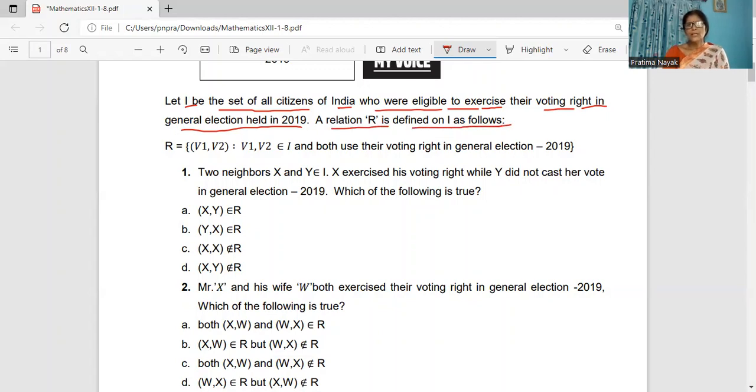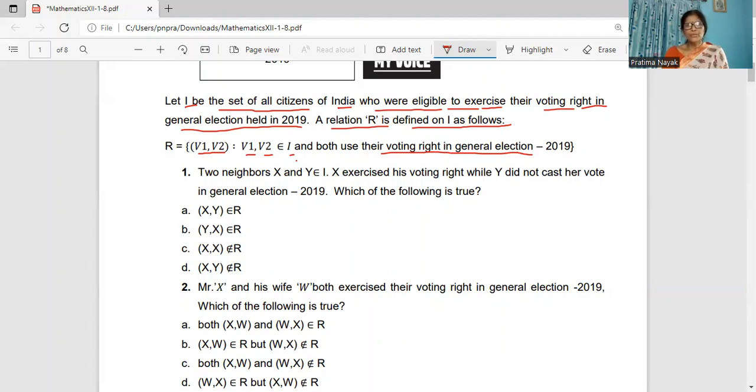It's like this. The relation is the set of all ordered pairs (V1, V2), voter 1 and voter 2, where voter 1 and voter 2 belong to the set of citizens who were eligible to vote, and both used their voting right in the general election. That means when V1 and V2 both cast a vote, we take the ordered pair, so this pair (V1, V2) belongs to the relation.